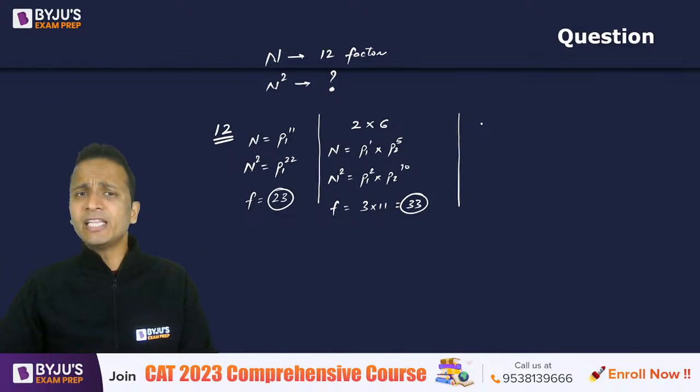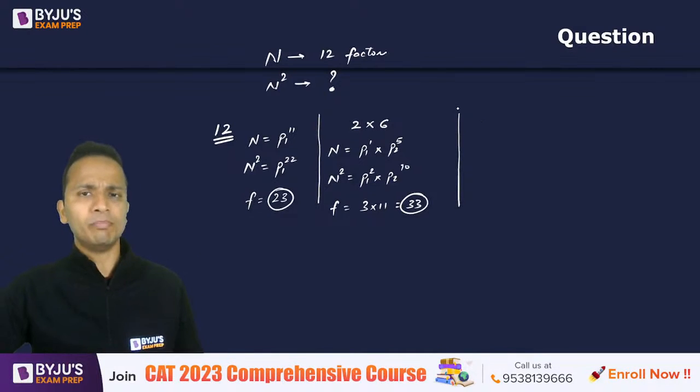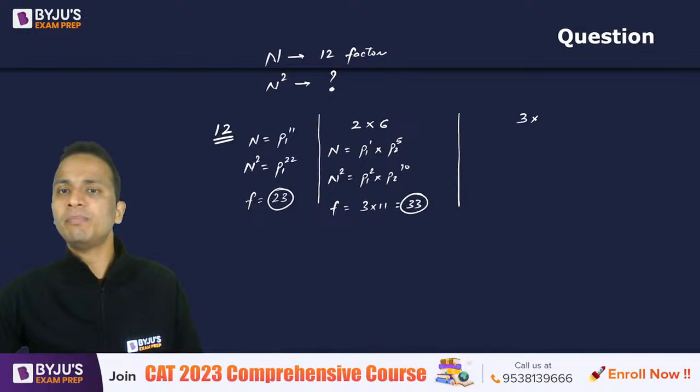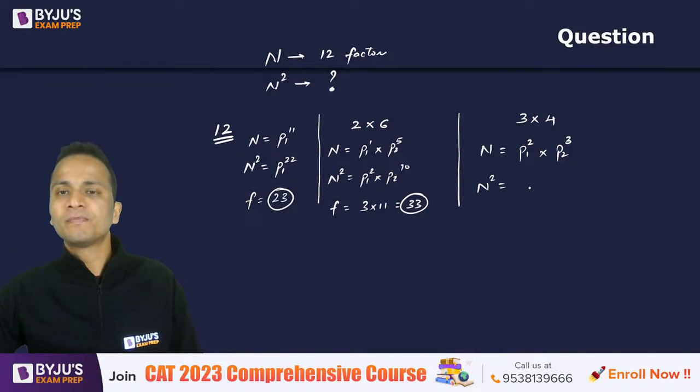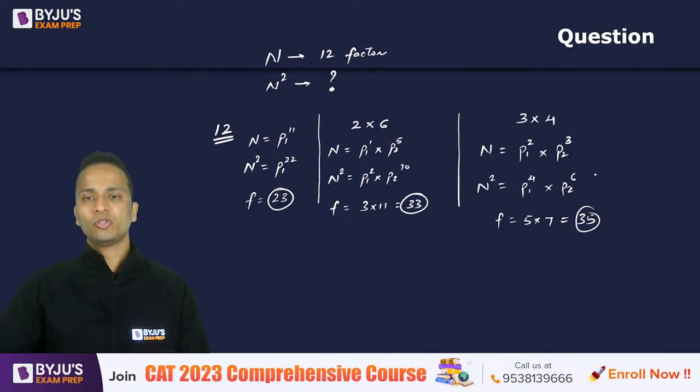Next, is there any other way of writing 12 as the product of two numbers? Yes, I have. So 3 multiplied by 4. Okay. So the general form in which n can be written will become P1 raised to the power 2 corresponding to 3, and then P2 raised to the power 3. Writing n square, P1 raised to the power 4 into P2 raised to the power 6. So the number of factors will be 5 multiplied by 7, that is 35. Okay, so the number of factors will be 35 for this one, right?